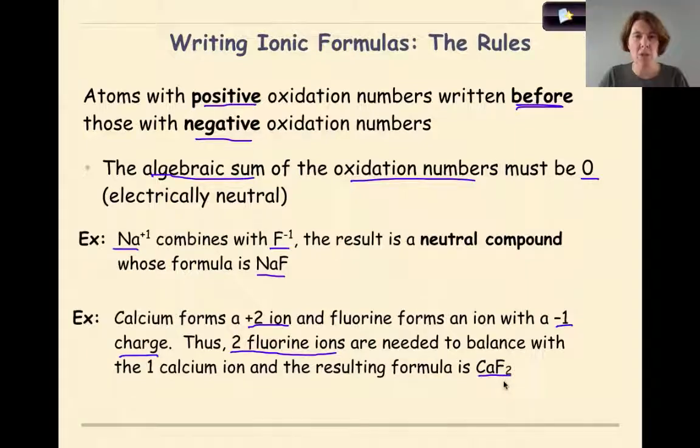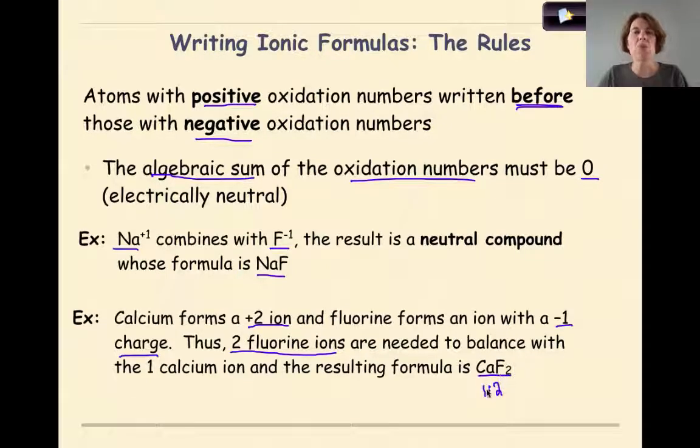So calcium gives up its two valence electrons. Each fluorine atom has 7 valence electrons. Each can gain 1 electron. So therefore, I need two fluorine atoms, each to gain an electron to get two fluoride ions. That is why we are in a 1-to-2 ratio.